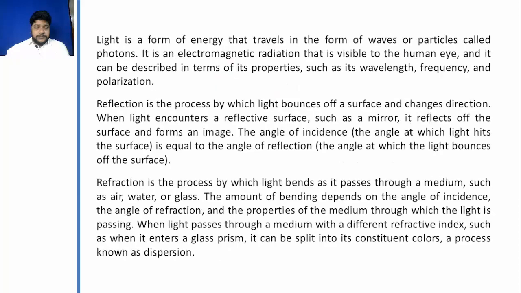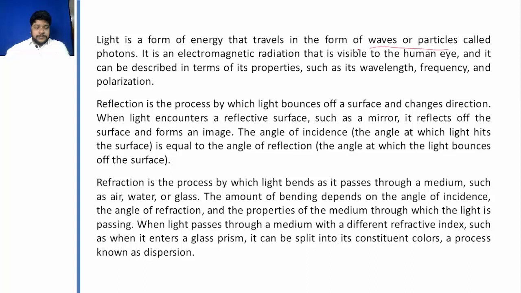So let us talk about light, some properties of light. Let us try to get an idea about it. So light is a form of energy that travels in form of waves or particles called photons. So it has dual nature. It shows wave character as well as particle character. And it has been verified from many phenomena. So at this stage we say that light is wave as well as particle.